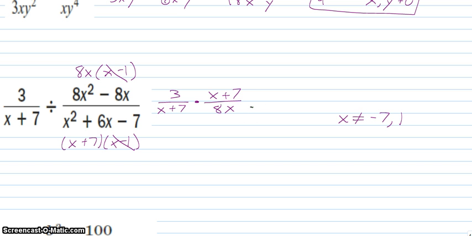Now I look for anything else I can simplify within my numerator and denominator. We can kind of join fraction bars if we wish. I've got an x plus 7 that's common in both. My 8x in the denominator added an additional excluded value of 0. And I'm left with 3 over 8x.